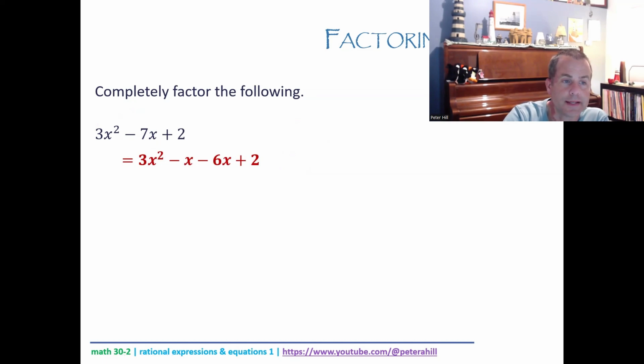Okay, then again, I'm looking at, okay, time to factor the front 2, factor the back 2. So what can I take out of a 3x squared and a minus x? That would be an x. Pull the x to the front, and I'd be left with 3x minus 1.